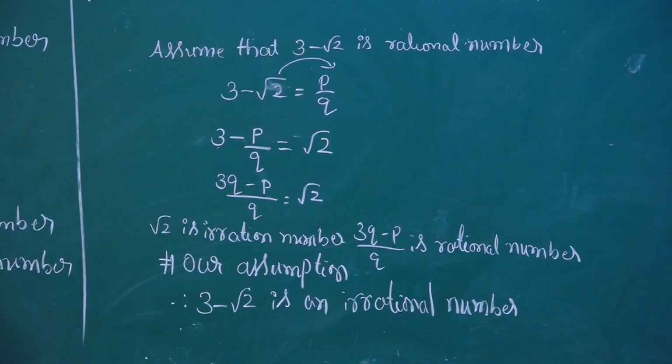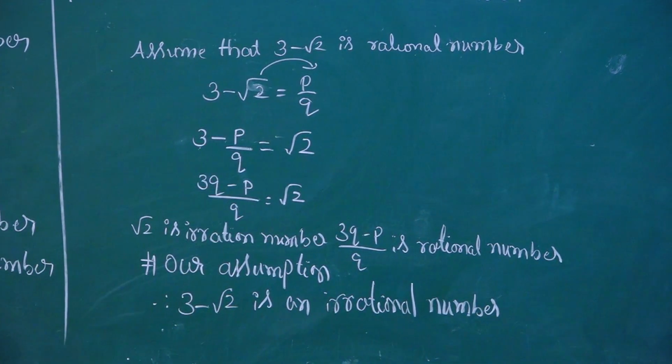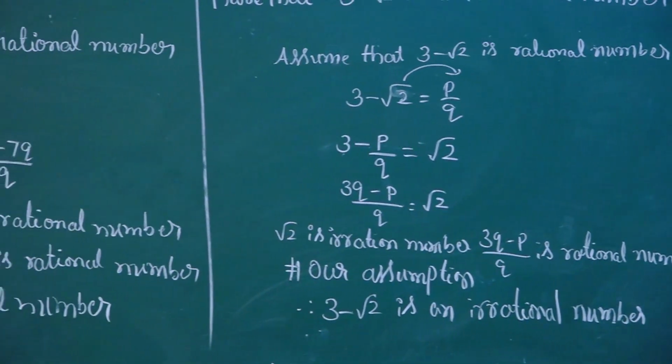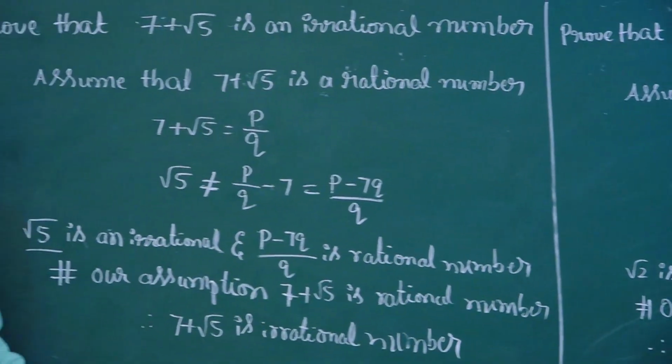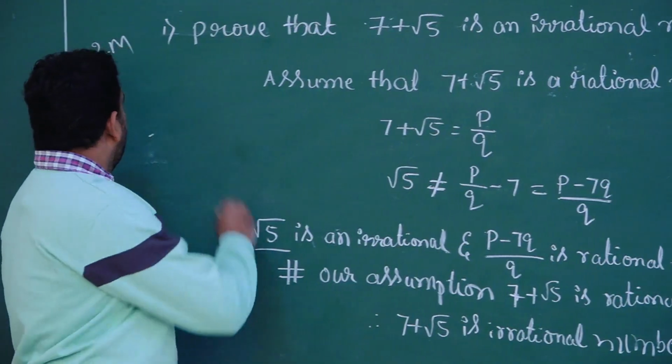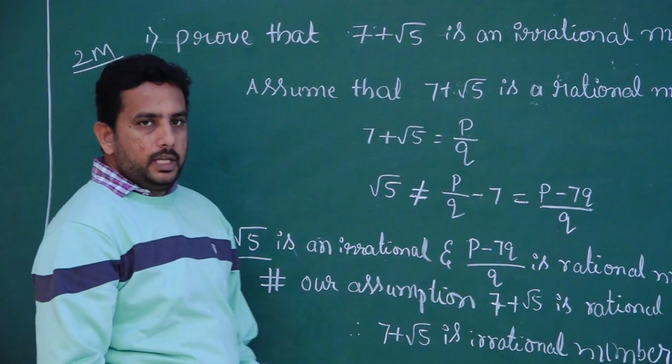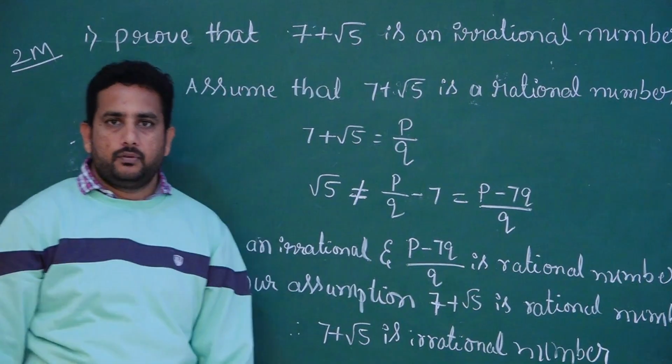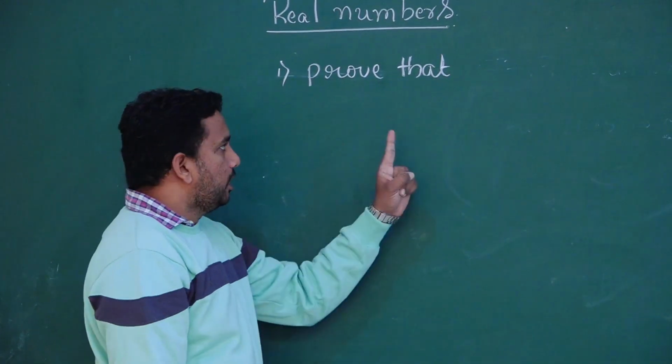This is another type of question they will ask in your examinations. Questions like 7 plus root 5 and 3 minus root 2 are asked for 2 marks. Next we are going to another type of question.